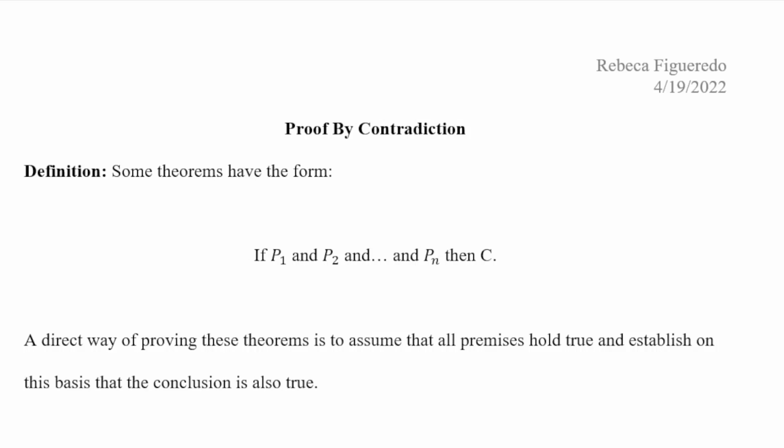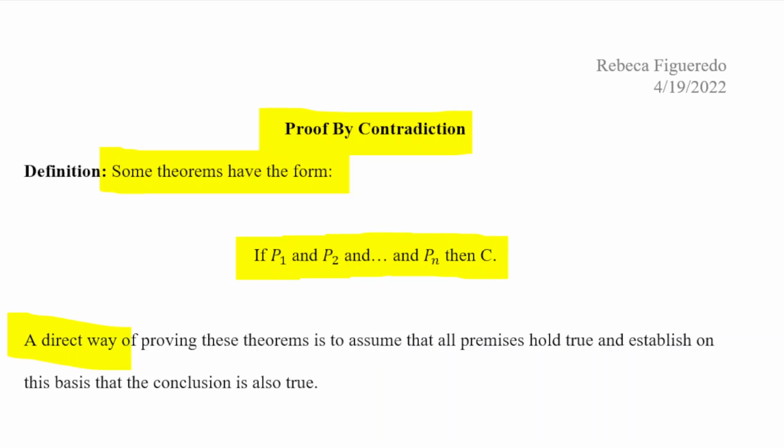In order to prove this, I would first like to go over proof by contradiction, as this element is necessary in order to prove our example. The definition states that some theorems have the form: if premise 1 and premise 2 and ... and premise n, then conclusion. A direct way of proving these theorems is to assume that all premises hold true, and establish on the basis of that that the conclusion is also true. With this in mind, we may now move to our example.